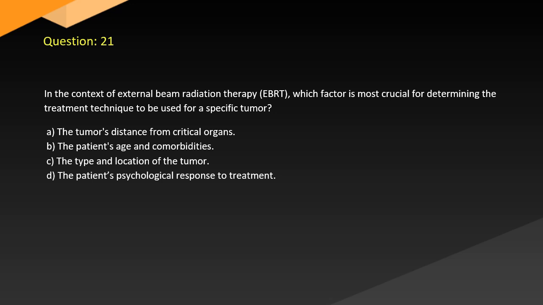Question 21. In the context of external beam radiation therapy, which factor is most crucial for determining the treatment technique to be used for a specific tumor? A. The tumor's distance from critical organs. B. The patient's age and comorbidities. C. The type and location of the tumor. D. The patient's psychological response to treatment.